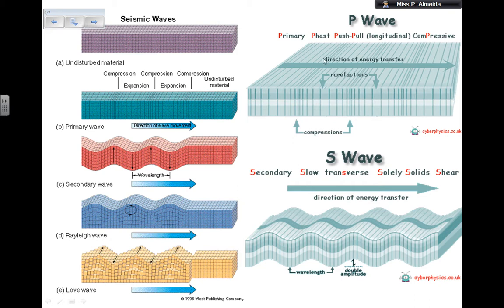Now, I also added here these two pictures that I found on the internet. They are not mine, and these are good ways for you to memorize about P and S waves. P stands for primary. They are fast, so that would read as fast, push-pull, longitudinal, and compressive, while the S waves are secondary. They are slow, they are transverse, they are shear, and they only move in solids. You will know more about that in detail in just a few minutes, okay?